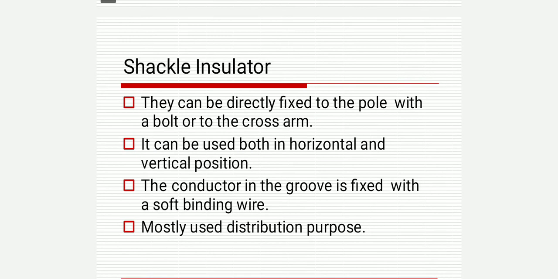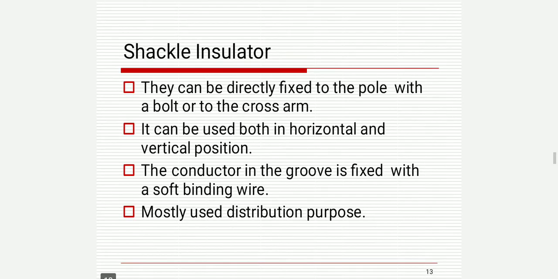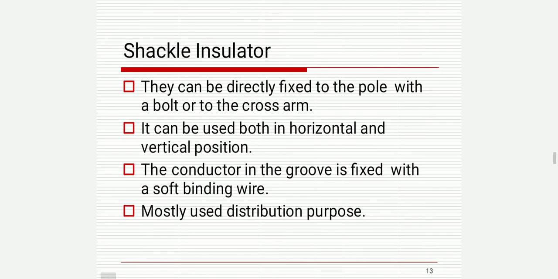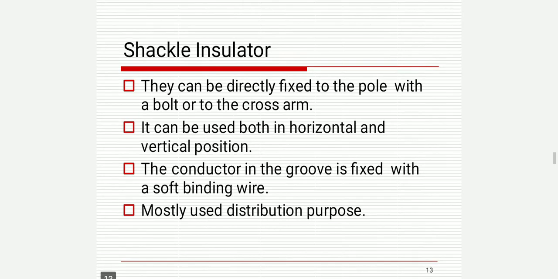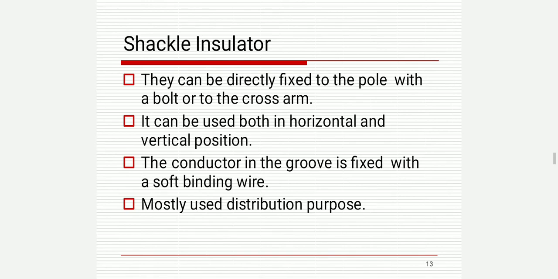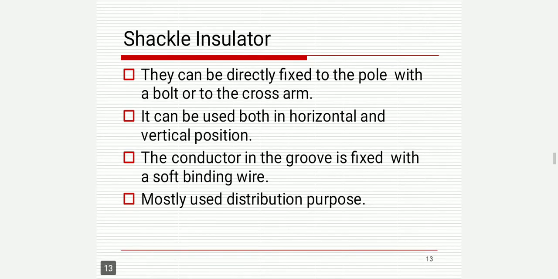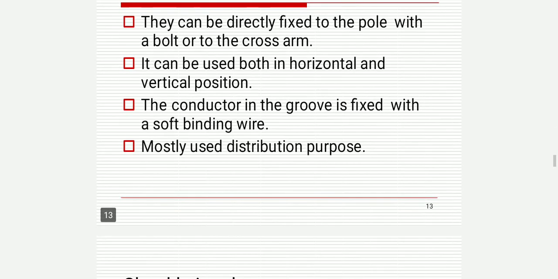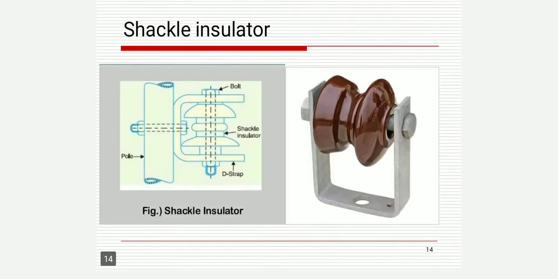Coming to the next one, the shackle type insulator. These are insulators which are directly connected to the pole with the help of a bolt. There is no need of any cross arm for the tower for this type of insulator, and it can be placed either in a horizontal manner or in a vertical manner. The conductor in the groove is fixed with a soft binding wire, and it is mostly used for the distribution of electrical power. And this is the representation of a shackle type insulator. There is a groove present in the insulator which is used to carry the conductor.